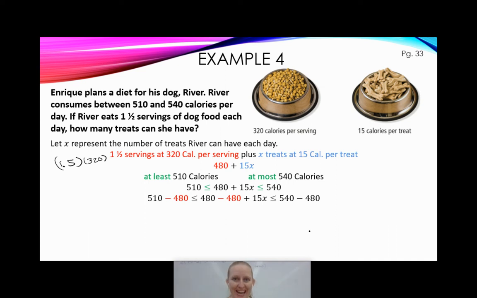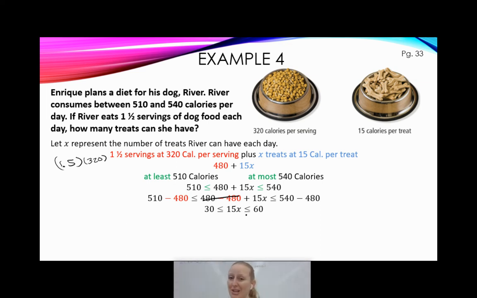Did you catch that? This is cool because it means that instead of doing two separate inequalities to solve, I'm just going to do it all in one. So of course we did that so that these will cancel out. 510 minus 480 is 30. I still have a 15x inside, and we have 540 minus 480, which is 60. Wow, that knocked out a bunch of stuff.